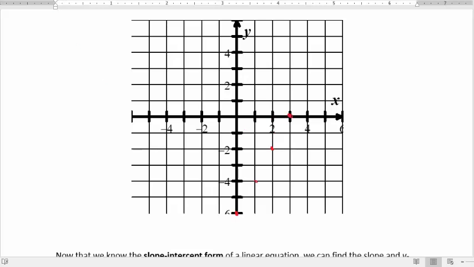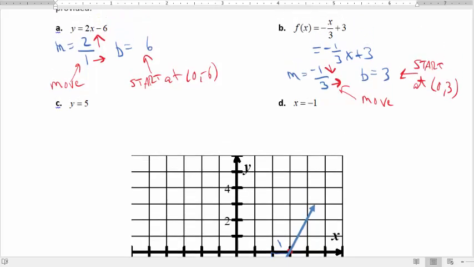So what we're doing is we're just always using this whole idea of slope as rise over run, rise over run. And then what we can do now is use our handy dandy line tool and graph it. So there's our line y equals 2x minus 6, and then the other one was negative 1/3 x plus 3.